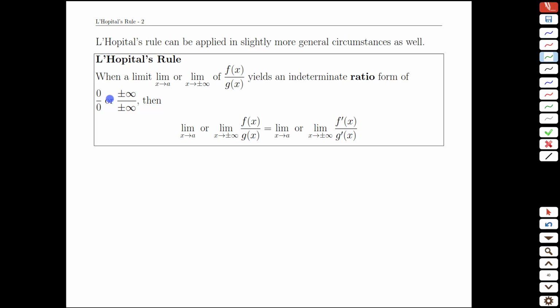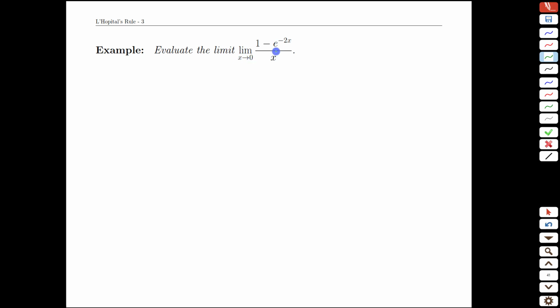It's much easier to see in practice, so we're going to look at a few examples. Here we're asked to evaluate a limit. It's already in a ratio form. For this first example, we're going to explicitly label the terms in the same way we did on the last page. So we have a top function f of x, which is 1 minus e to the negative 2x. And we have the other function in the denominator, g of x, which is just x.